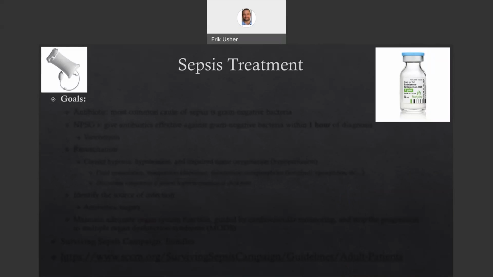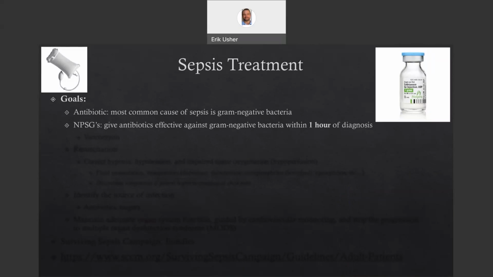How do we treat sepsis? Well, we have a bunch of goals when we treat sepsis. So we need an antibiotic. The most common cause of sepsis is gram-negative bacteria. So our national patient safety goals say, look, give an antibiotic effective against gram-negative bacteria within an hour of diagnosis. You got ceftriaxone up there to the right. Vancomycin is another good one. We know that it attacks these, so high likelihood it is one of those. Let's start them off right there within an hour of diagnosis.